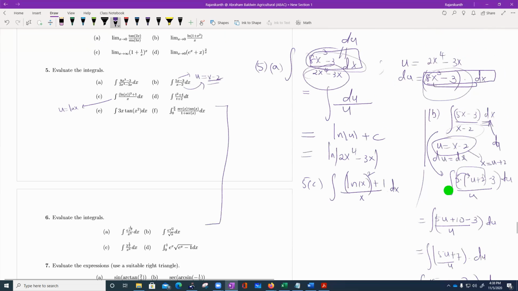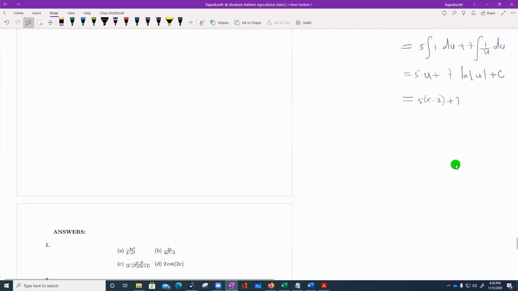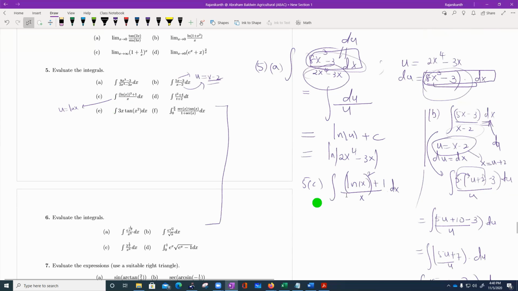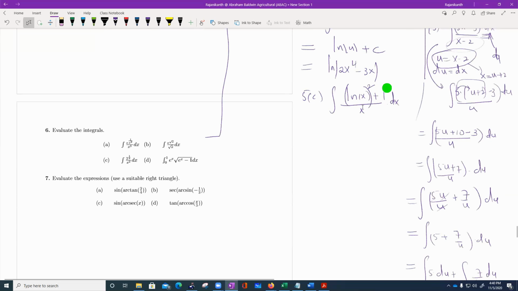Now go back and substitute. What was your u? Your u was x minus 2. Do not try to change here, because up to this point, still we did not find the answer. The answer is here. After finding the answer, you should not see an integration sign. After finding the antiderivative, then go back and substitute. Understand now?